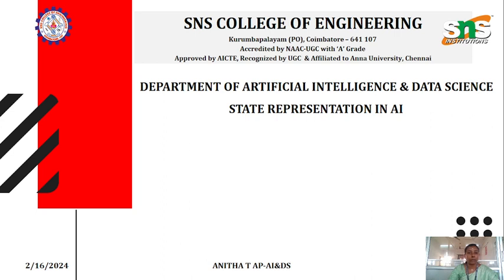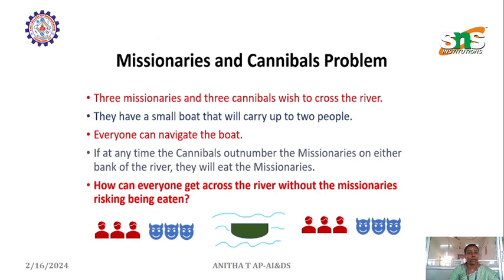Some of the problems that use state representation include the missionaries and cannibals problem. There are three missionaries and three cannibals who wish to cross the river. They have a small boat that will carry up to two people. Everyone can navigate the boat. If at any time the cannibals outnumber the missionaries on either bank of the river, they will eat the missionaries. How can everyone get across the river without the missionaries risking being eaten?